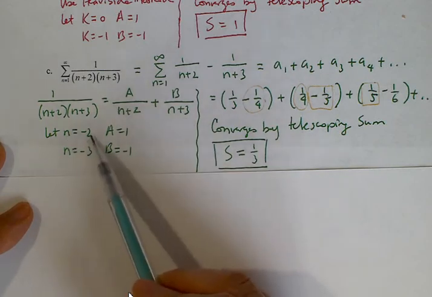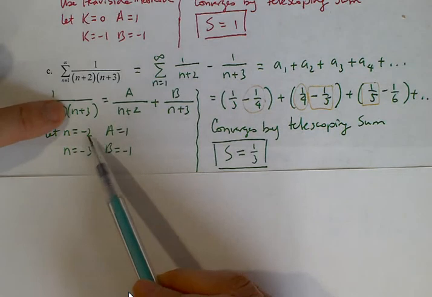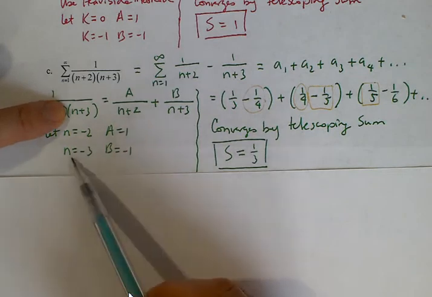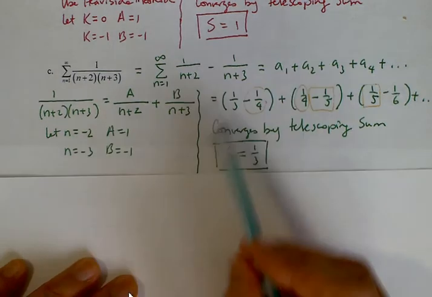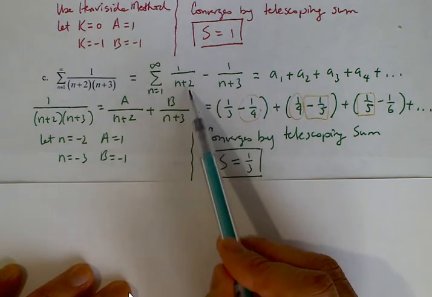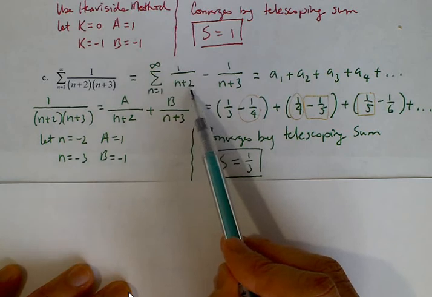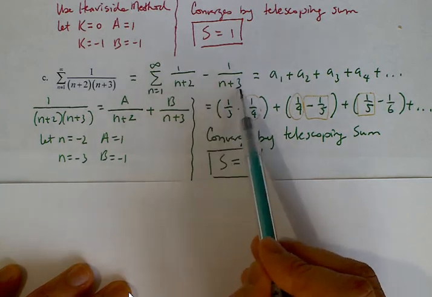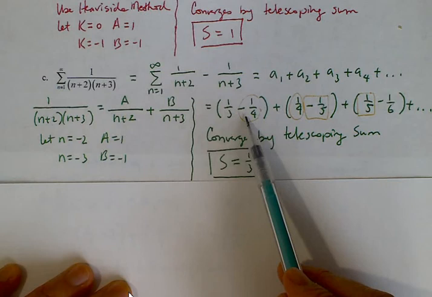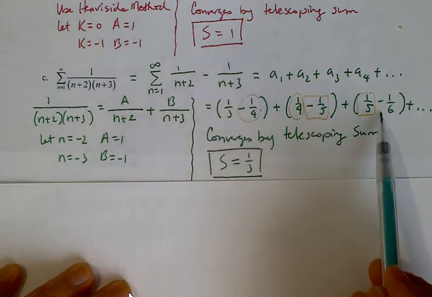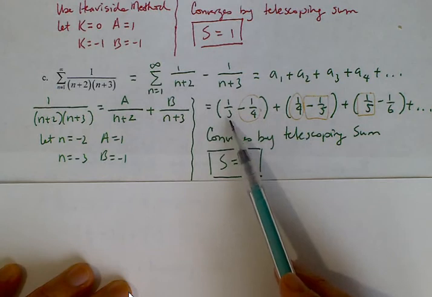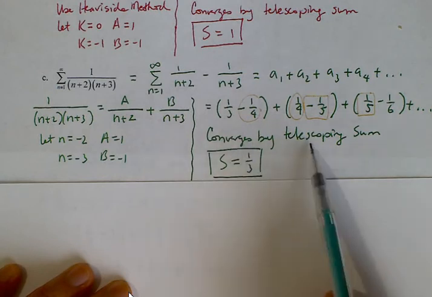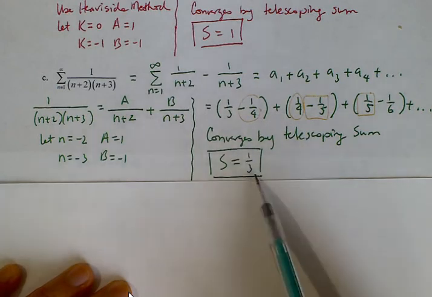So when n is equal to -2, using my Heaviside method, I get a is equal to 1. And then when n is equal to -3, then b is equal to -1. Right, so I can rewrite it like this as 1 over (n plus 2) minus 1 over (n plus 3). And then writing out the first term, the second term, and the third term, I get everything to cancel out except for the first term. So it converges by the telescoping sum, and the sum is 1/3.